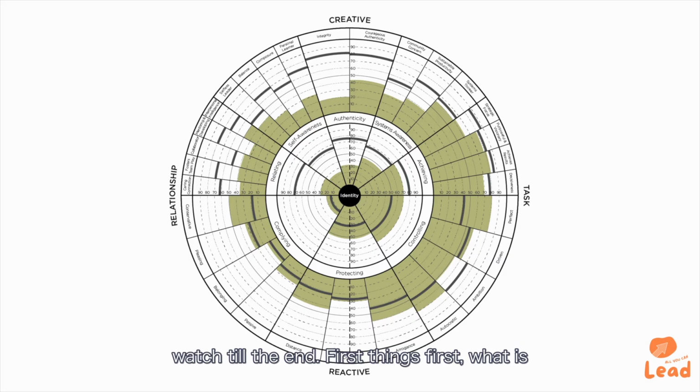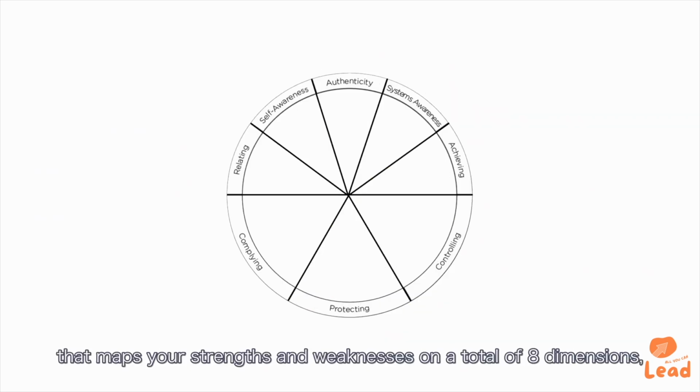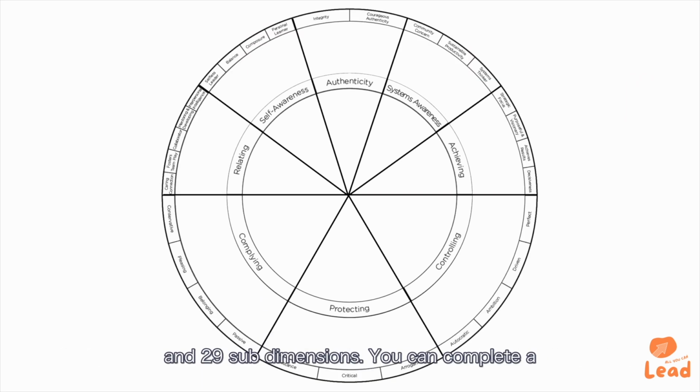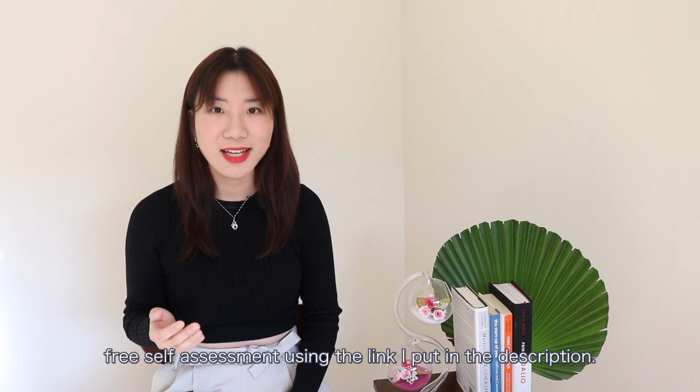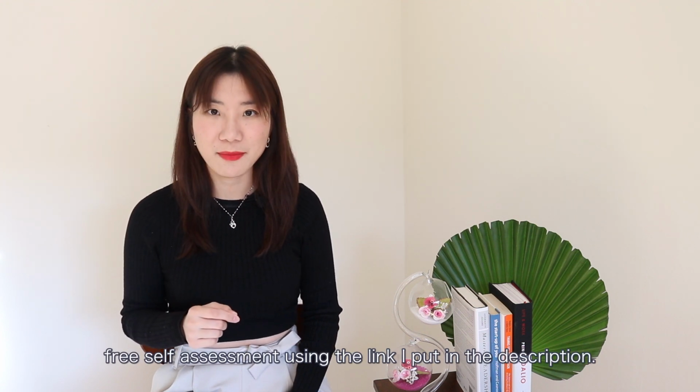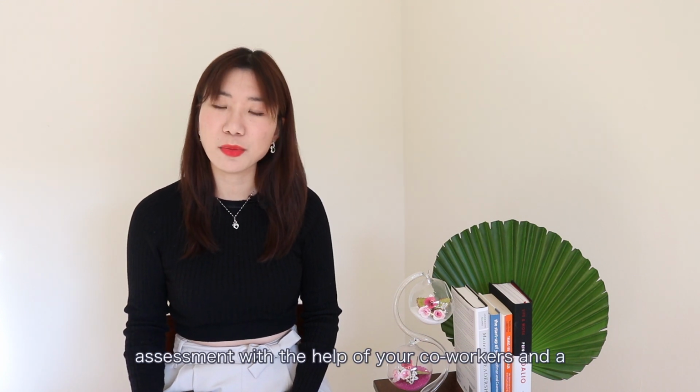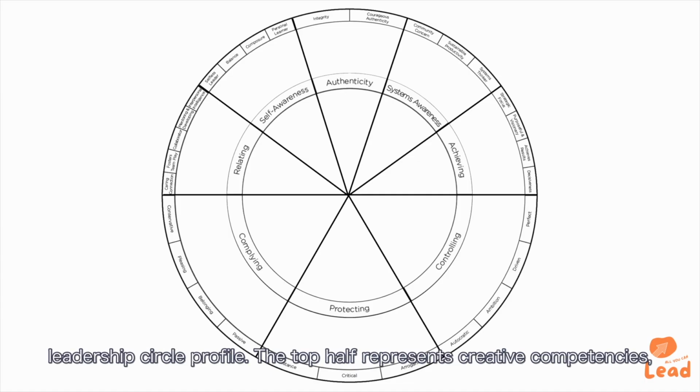First things first, what is the Leadership Circle Profile? It is a leadership assessment that maps your strengths and weaknesses on a total of 8 dimensions and 29 subdimensions. You can complete a free self-assessment using the link I put in the description. You also have an option to complete a free 360-degree assessment with the help of your coworkers and a certified Leadership Circle Profile coach.